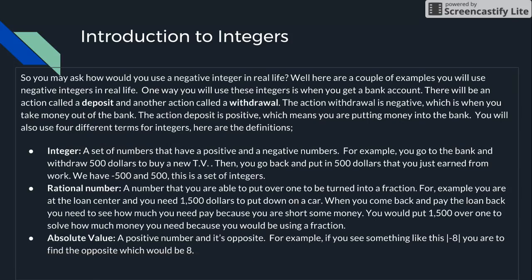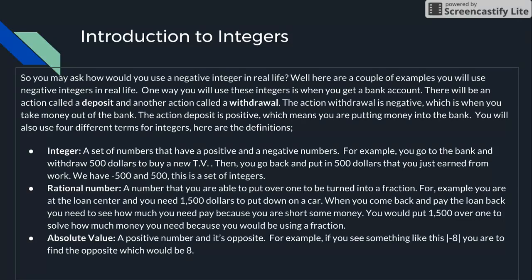Introduction to Integers. So you may ask how you would use a negative integer in real life. Well, here are a couple examples. One way you use these integers is when you get a bank account. There will be an action called deposit and another action called withdraw. The withdrawal is negative, which is when you take money out of the bank. The action deposit is positive, which means you're putting money into the bank.